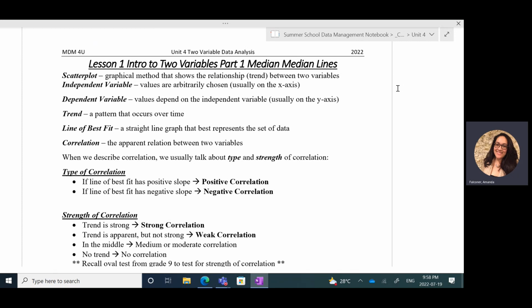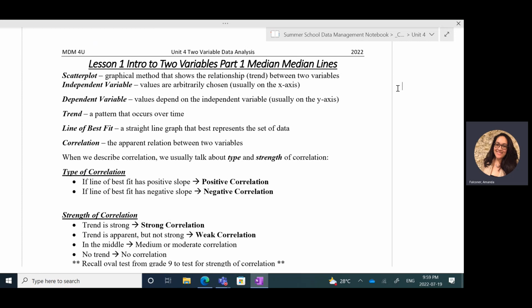So first we've got the definition of scatter plot. That's a graphical method that shows a relationship or trend between two variables. The independent variable, those values are arbitrarily chosen. They're usually on the x-axis, and then the dependent variable are the values that depend on the independent variable, usually on the y-axis. A trend is a pattern that occurs over time. A line of best fit is a straight line graph that best represents the set of data, and a correlation is the apparent relation between two variables.